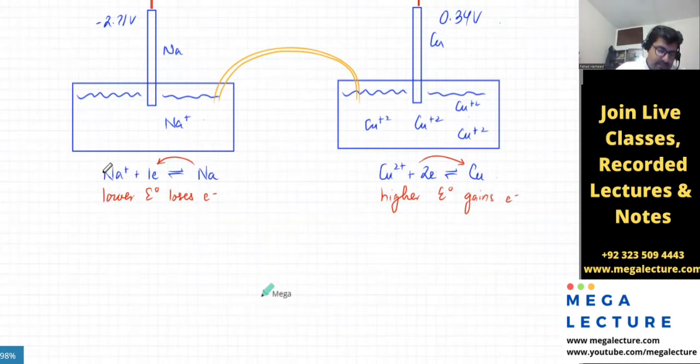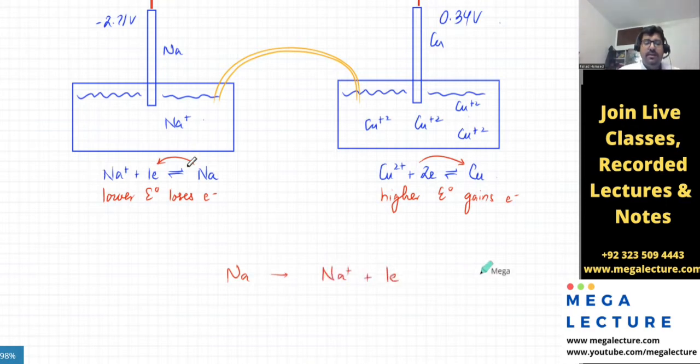So sodium turning into sodium ions. So I'm writing the reverse reaction. This is what's happening. Sodium turning into sodium ions, right? What's happening over here? Copper 2 plus turning into copper. So copper 2 plus, they're gaining 2 electrons and they are turning into copper.